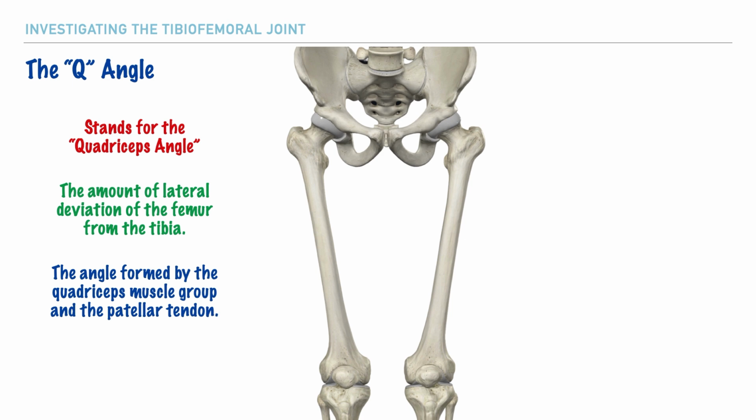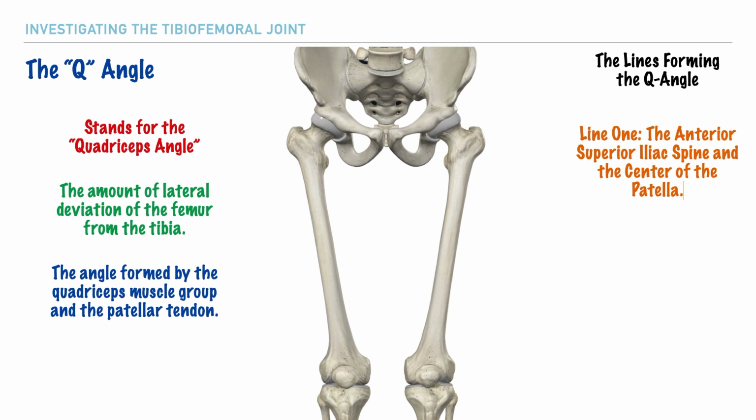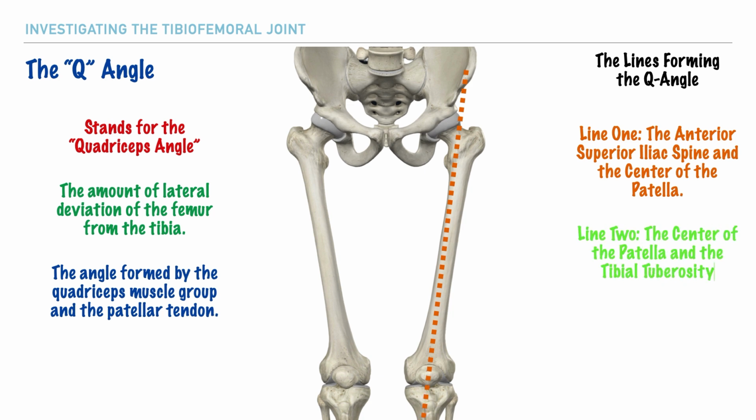Now, regardless of the description or definition we use, the Q angle is formed by two lines. The first line is from the anterior superior iliac spine of the hip, or what we can abbreviate as the ASIS, to the center of the patella, and we'll showcase this line on the image here. Our second line is from the center of the patella to the tibial tuberosity, and we'll allow this line to extend upwards so that we can better visualize the angle being formed. Right in between the lines we've created, we have our Q angle.